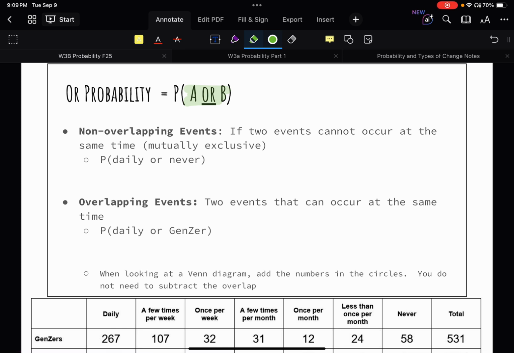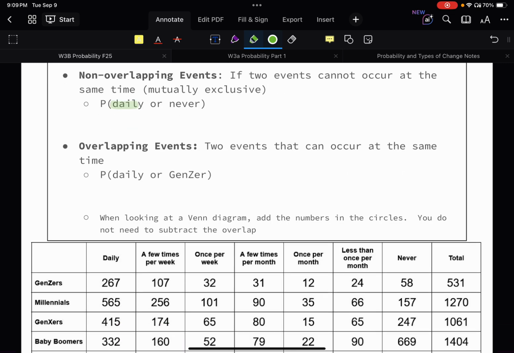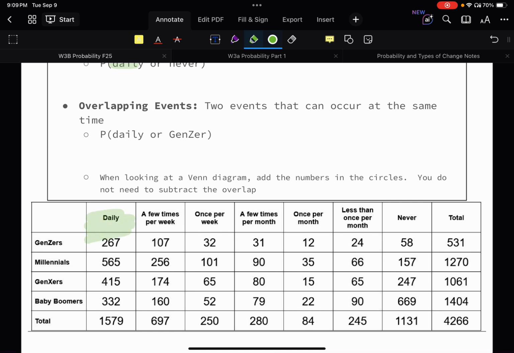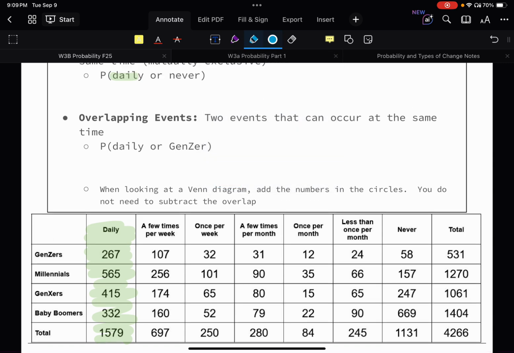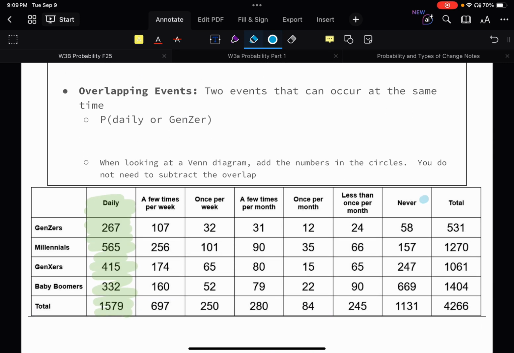Okay, so we have the probability that someone uses social media daily or never to get their news. Daily, remember, was this column right here. They're my daily users. And never, let's highlight that in a different color, is this column of users right here. And remember, OR means either or both. So there's sort of two options here. One option is I can add up all the people in that daily column. But the contingency table has already done it. It's right here. This is my total daily.